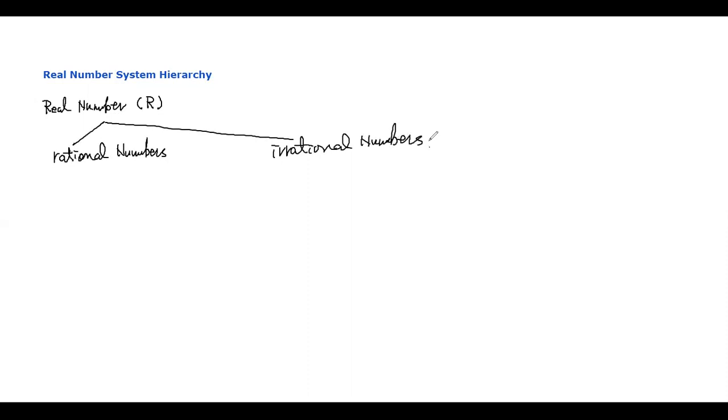The real numbers have 2 big categories. The first category we call rational. Then another branch we call irrational. So what are the rational and irrational numbers?